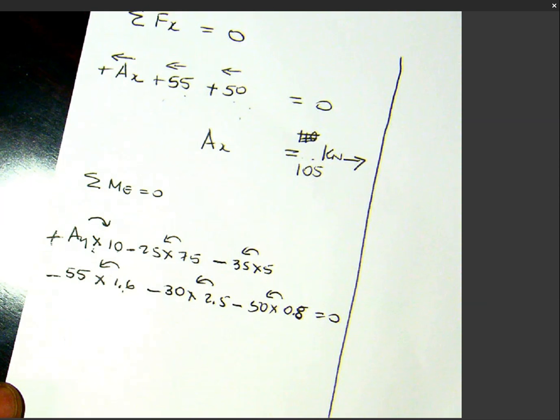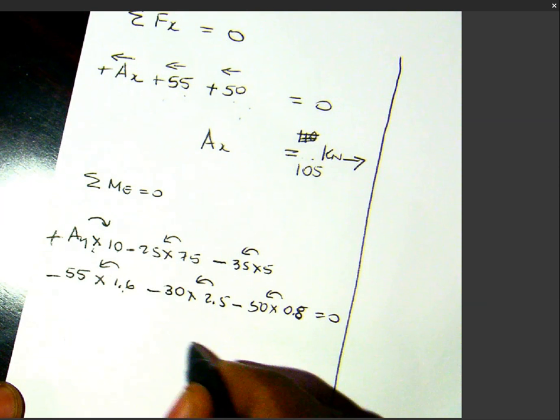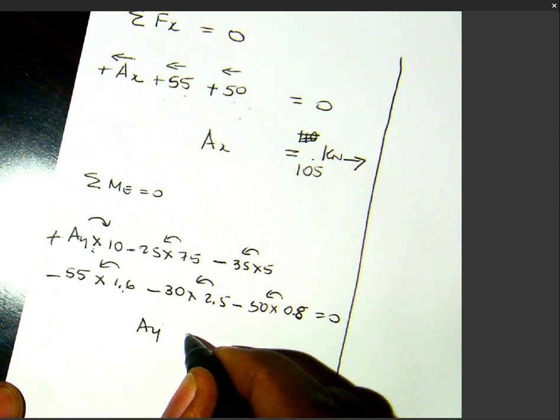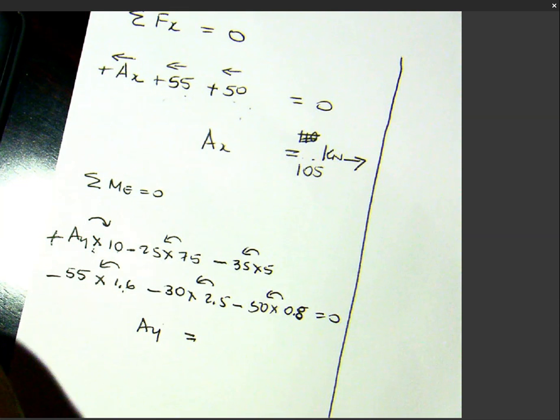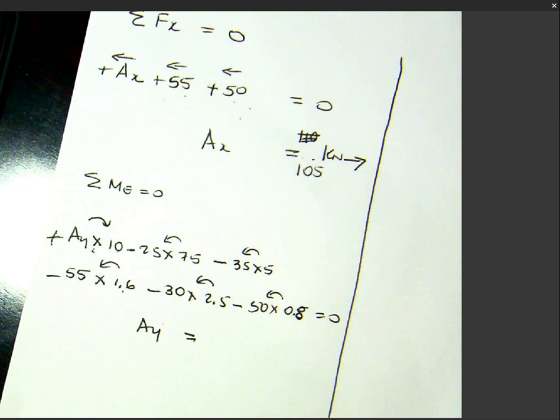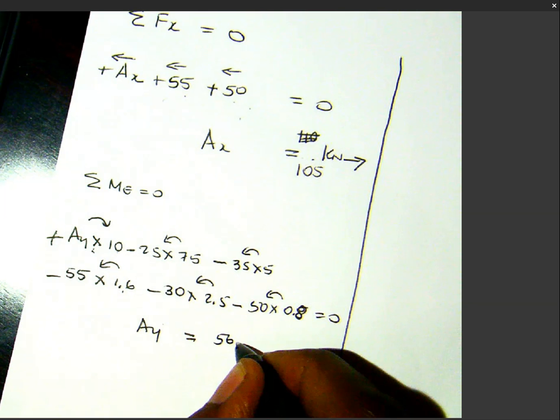Then you solve for AY, which is equal to, I don't know the answer. I can quickly do it on my calculator. Divide by 10. Then according to this it's 56,55 kilonewtons and it's going up.